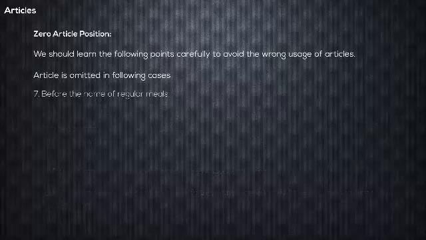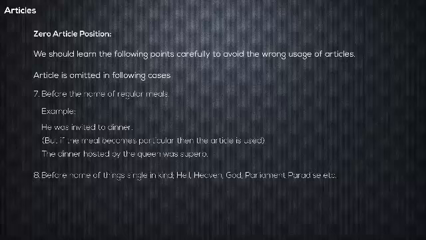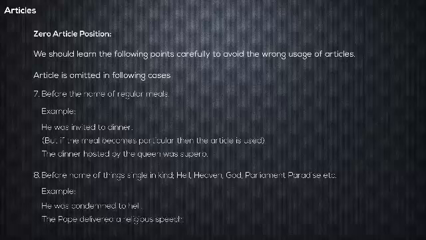Seventh, before the name of regular meals. For example, he was invited to dinner. But if the meal becomes particular, then the article is used. The dinner hosted by the Queen was superb. 8th. Before names of things single in kind like hell, heaven, God, parliament, paradise, etc. For example, he was condemned to hell. The Pope delivered a religious speech.